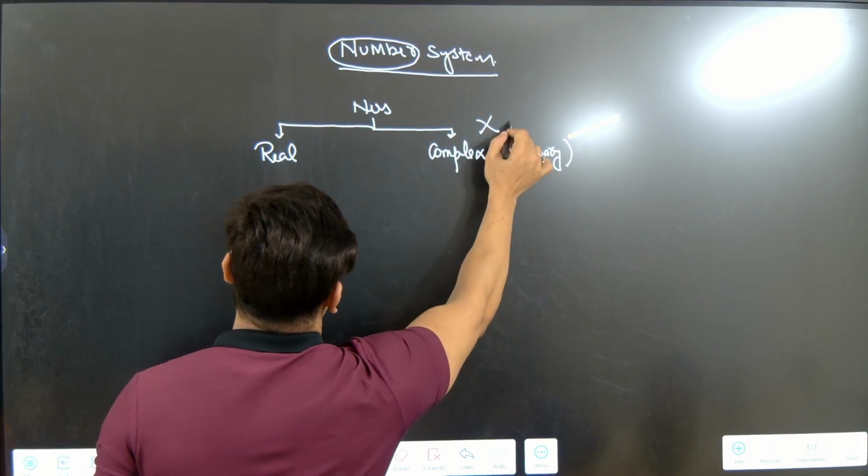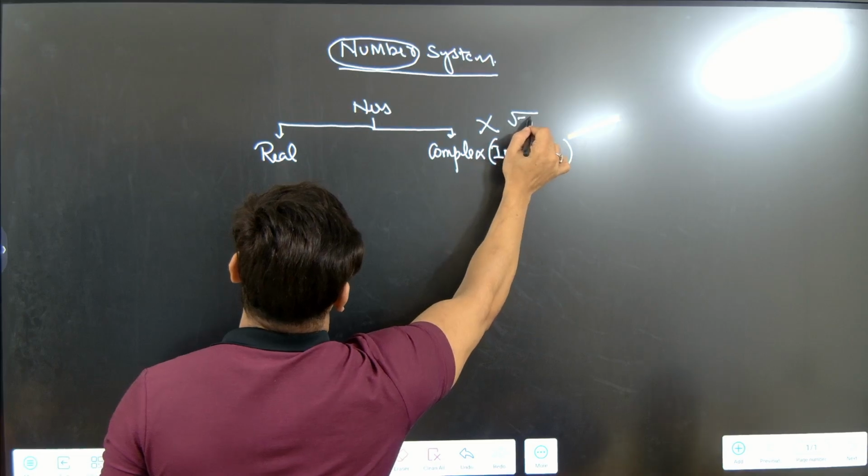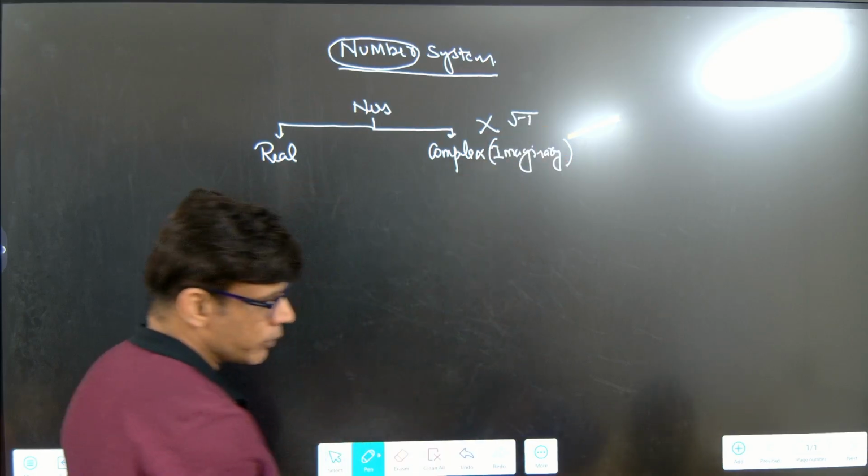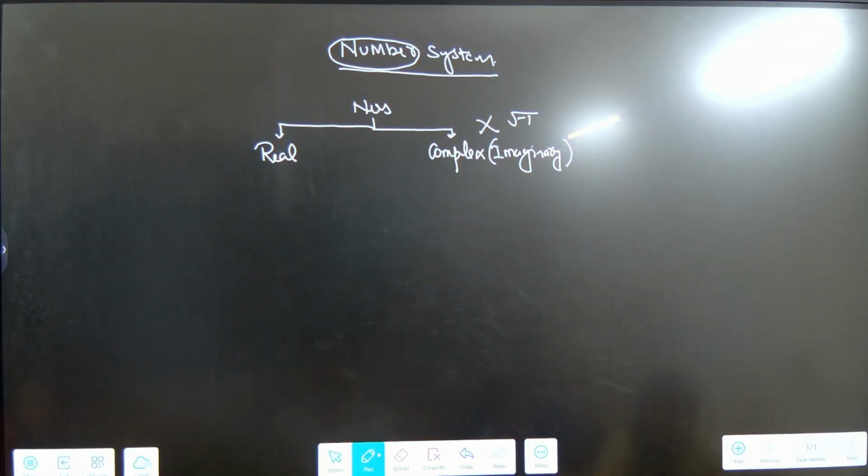Imaginary numbers means numbers where we have a negative number inside the root. It's called imaginary number. They are basically used in mathematical theories. For example, if you see there is a movie called Interstellar.